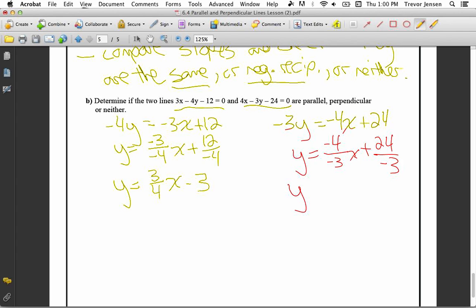And if I simplify this, negative 4 divided by negative 3, the negatives cancel. I'll just write that as 4 over 3x. And then 24 divided by negative 3 will give me negative 8. Now, let's look at the slopes of these two lines. The slope of this line is 3 over 4. The slope of this line is 4 over 3.